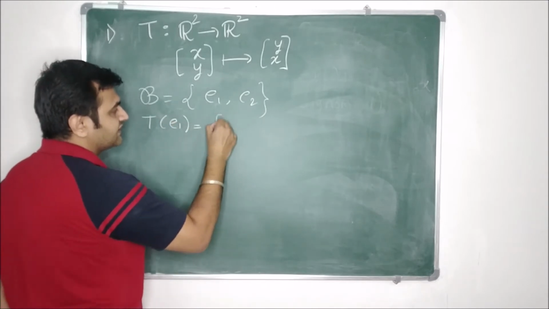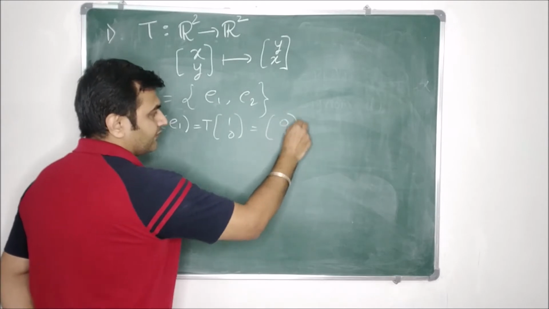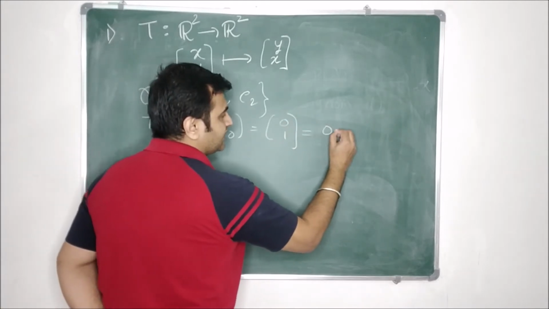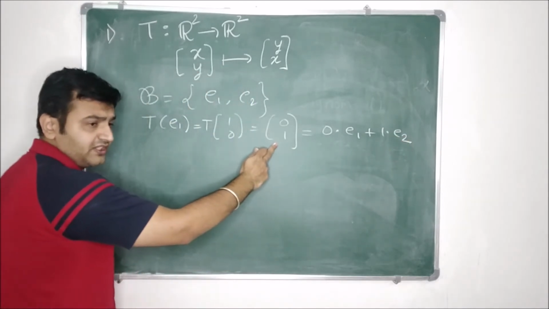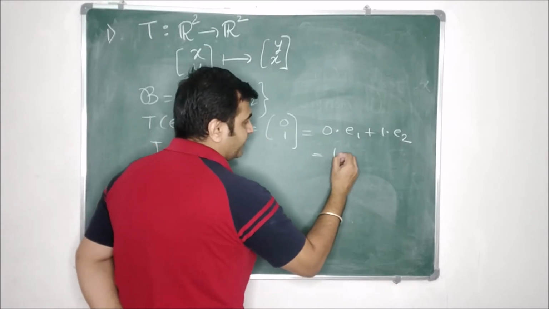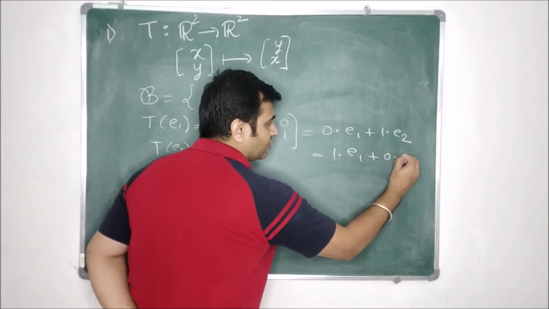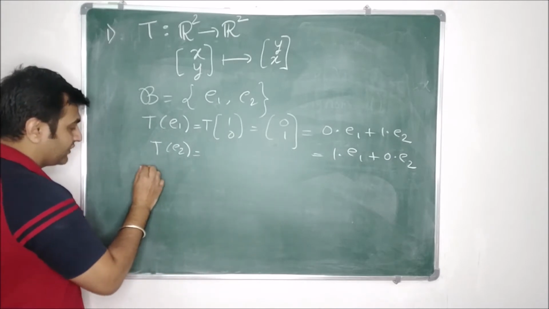Your T of E1 is nothing but T of (1, 0), which is nothing but (0, 1), which is nothing but 0 times E1 plus 1 times E2, because this is E2 only. Similarly, what is T of E2? It is nothing but 1 times E1 plus 0 times E2. Fill in the blanks. Okay, and therefore what is the matrix?